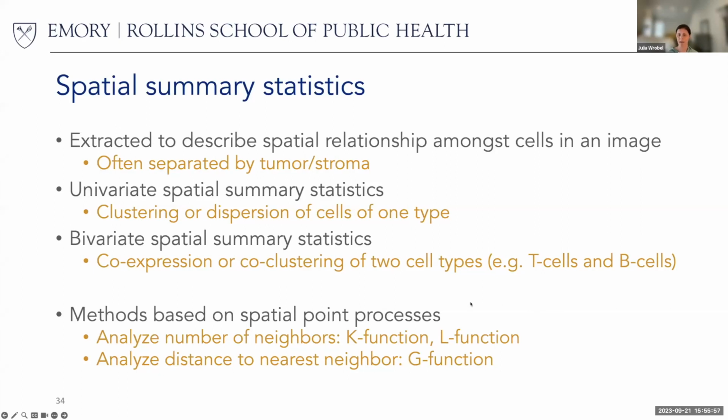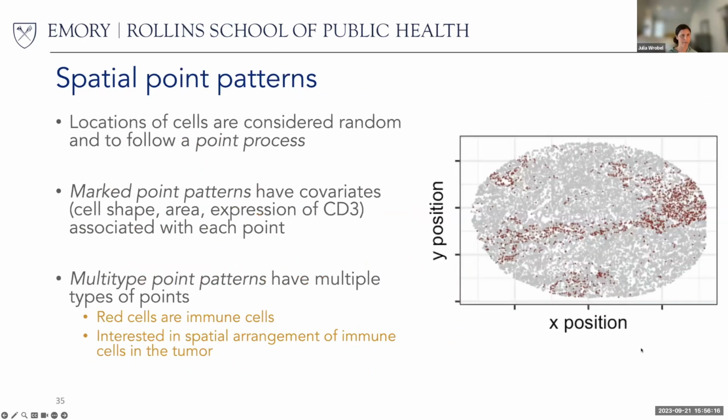And a lot of methods, a lot of popular methods, are based on spatial point processes. They can analyze, say, the number of neighbors. Ripley's K function and L function are two examples of that. Or you can analyze the distance to the nearest neighbor, and the G function is an example of that I like.